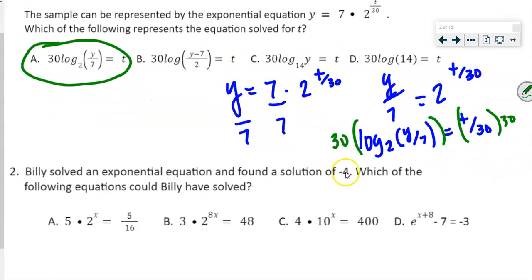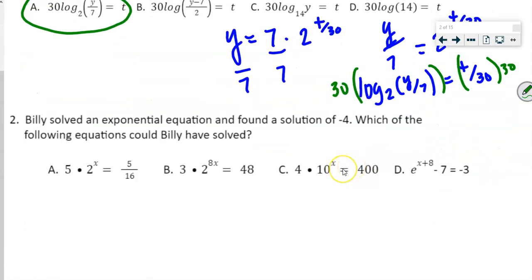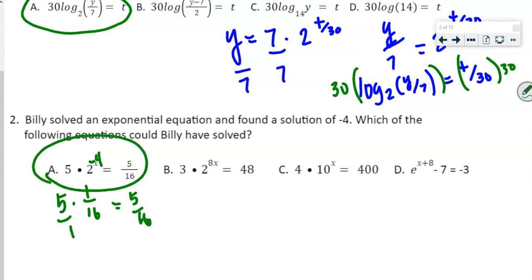Alright, the next one says Billy solved an exponential equation and found a solution of -4. Which of the following equations could Billy have solved? So let's go ahead and just put -4 in here for x. So this is 5 times 2 to the -4. 2 to the 4th is 16, so this would be 1 over 16. So that is equal to 5 over 16 because you multiply across the top and across the bottom. So that's our answer right there.